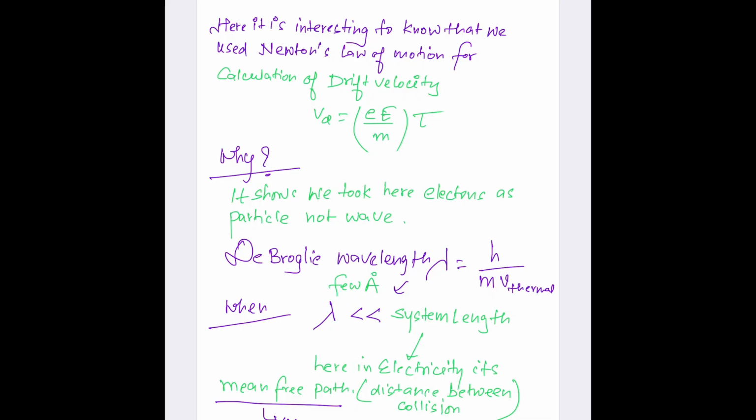Here, the de Broglie wavelength comes out to be a few angstroms, whereas the system length, that is the mean free path, comes out to be hundreds of angstroms. So the condition is satisfied.